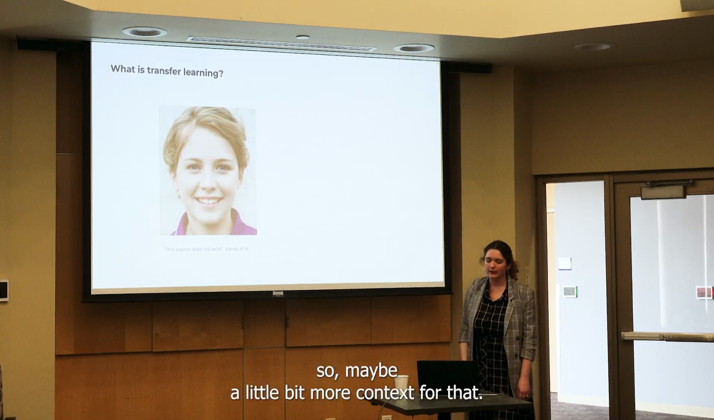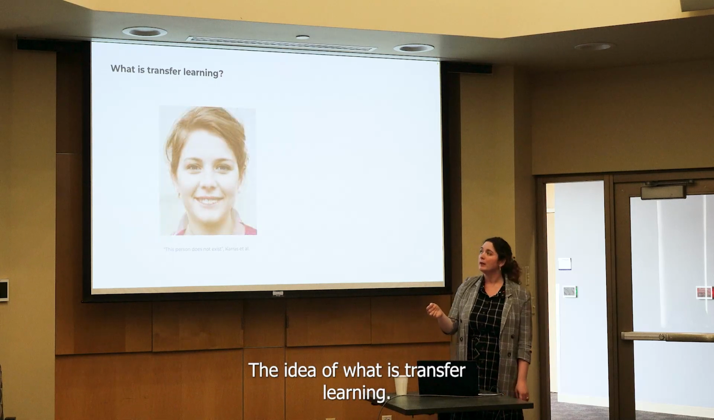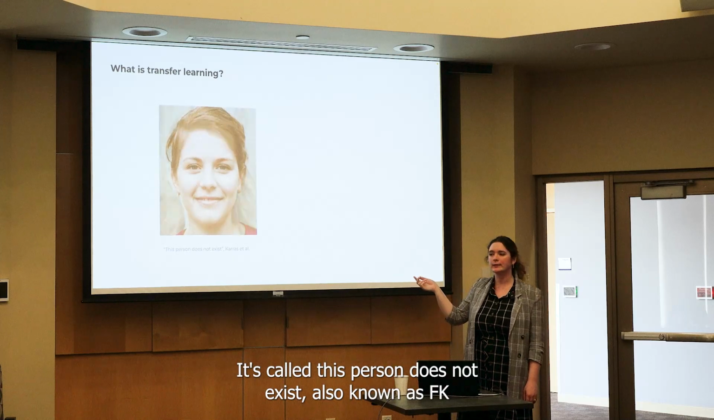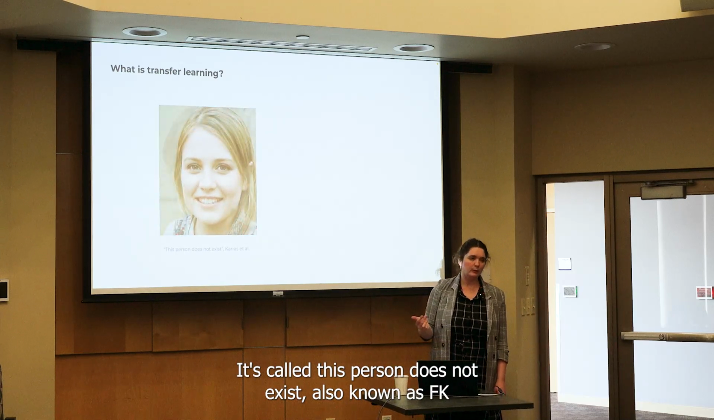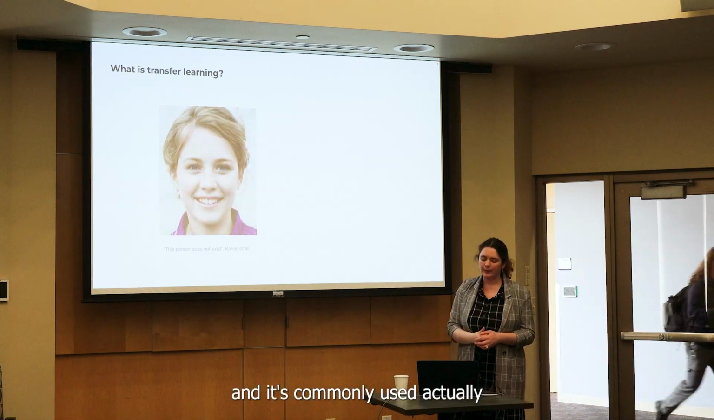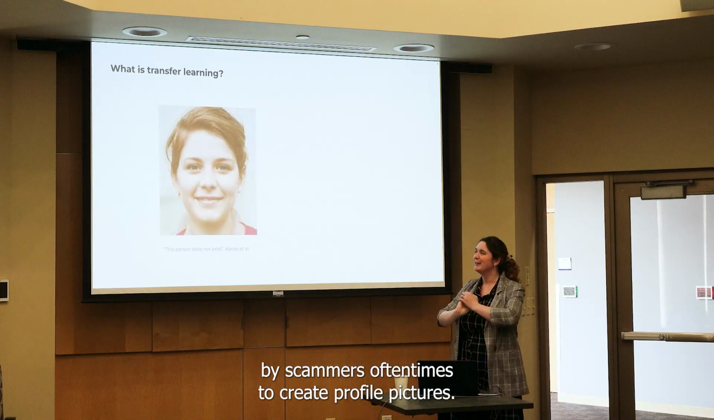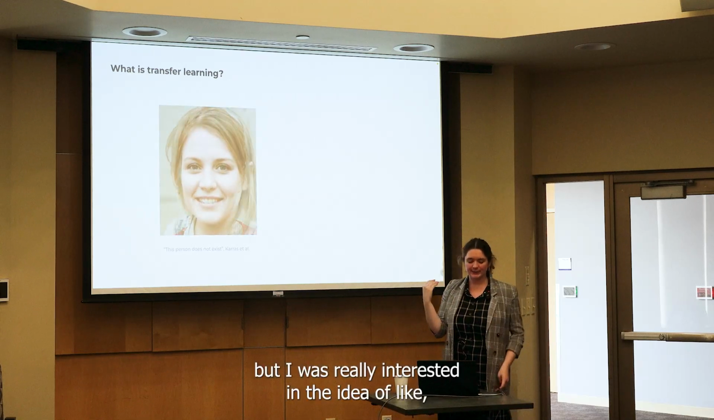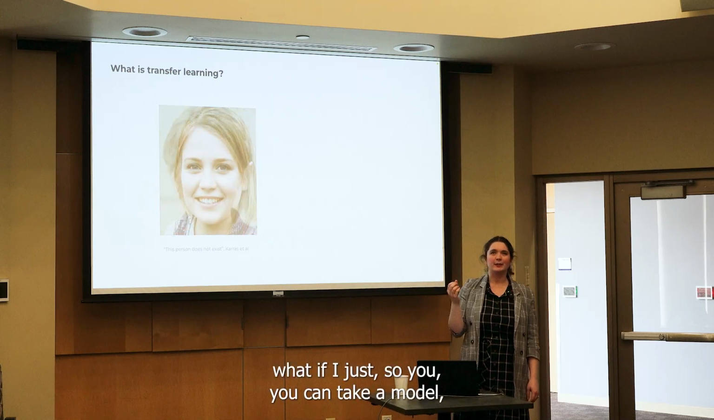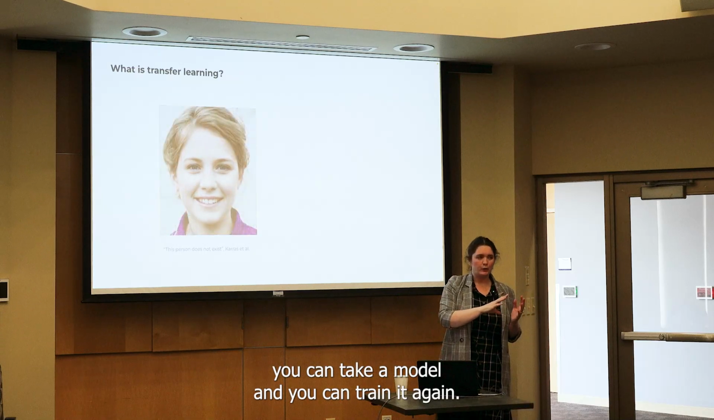So maybe a little bit more context for that, the idea of what is transfer learning. Some of you may have seen this model before. It's called This Person Does Not Exist, also known as FFHQ because it's from the Flickr repository of face images. And it's commonly used by scammers oftentimes to create profile pictures. But I was really interested in the idea of, what if I just, so you can take a model and you can train it again.